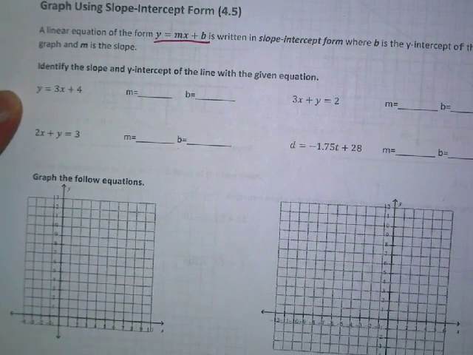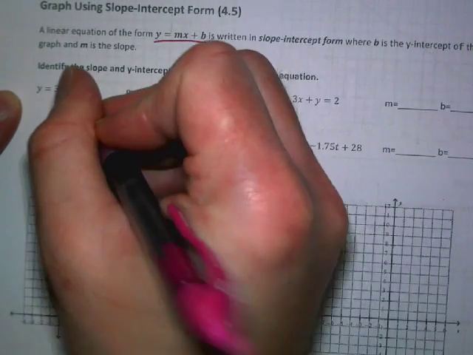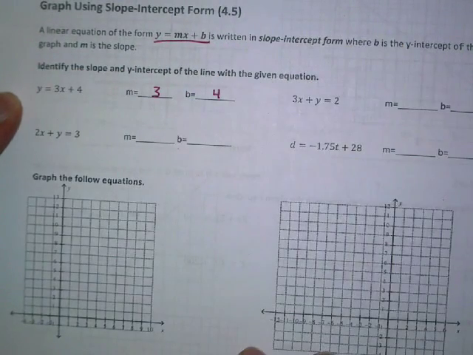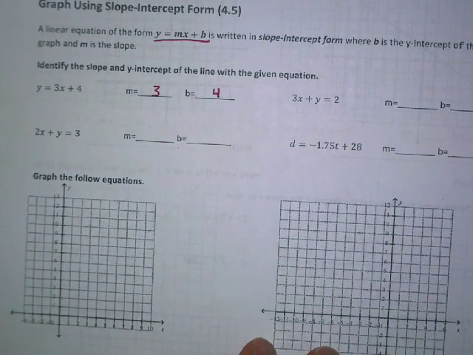So it's already in slope-intercept form, so your slope is the coefficient of x. The y-intercept would be 4 there. Those would be the easiest ones to deal with, and we can just graph it. We'll look at graphing in just a moment.